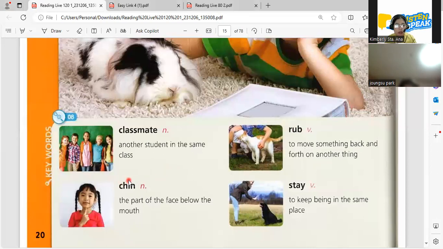How about this one? What is this? Chin. Where is your chin, Jimin? Can you tell me where is your chin? This is your chin. Can you say, this is my chin? This is my chin. Nice work. Okay, now how about this one? What is this word?